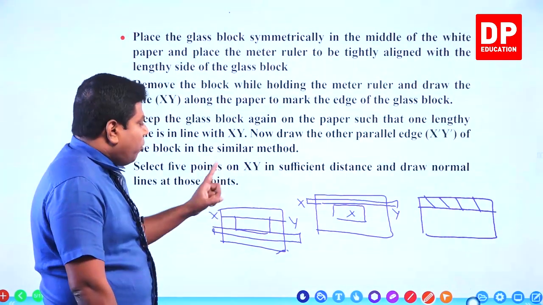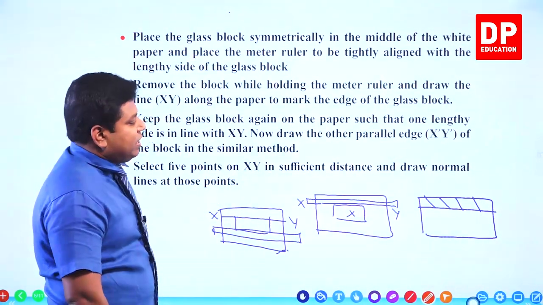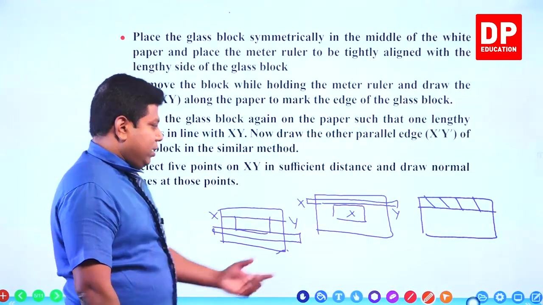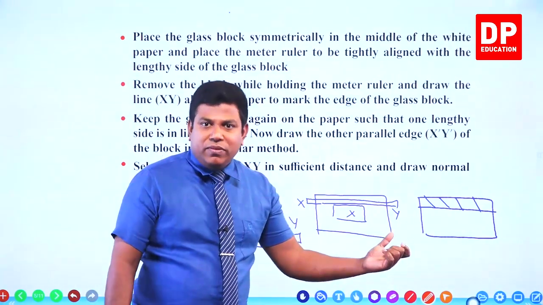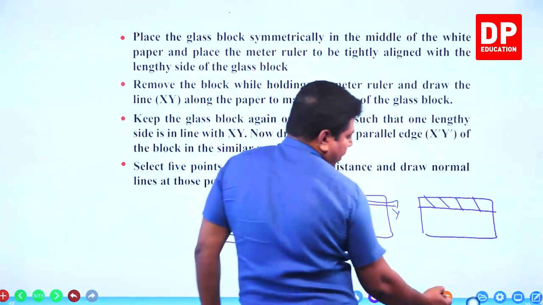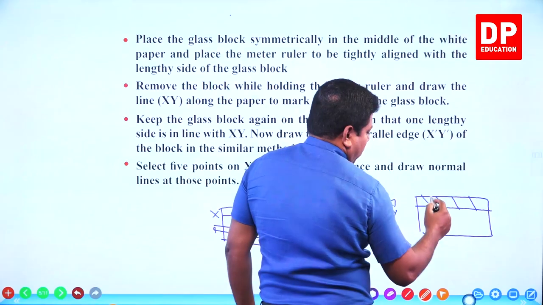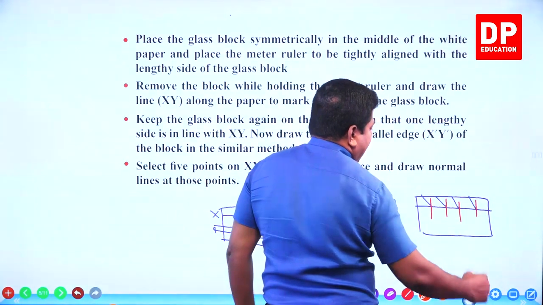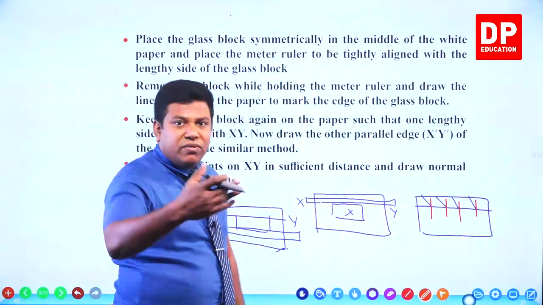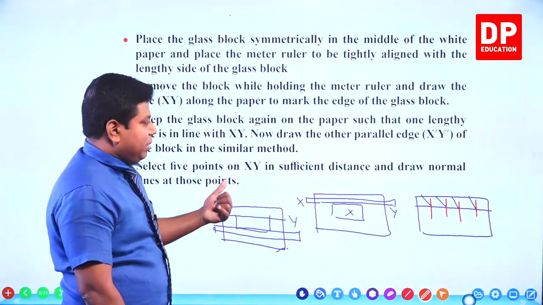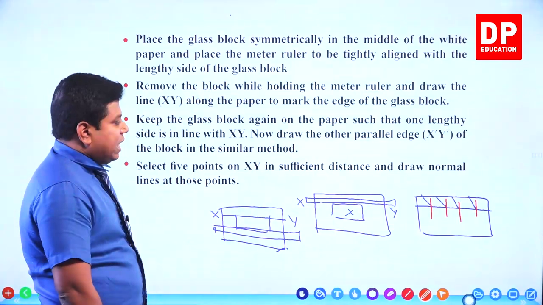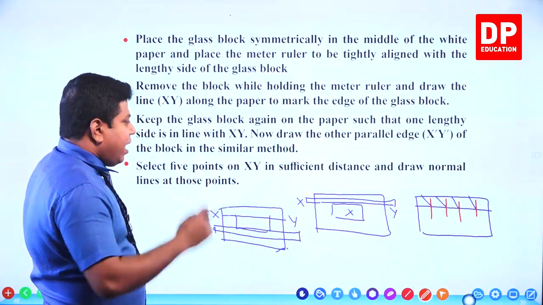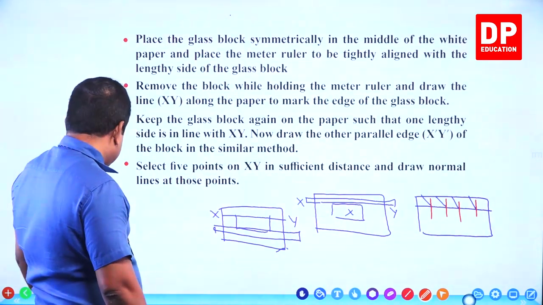Select 5 points on XY in sufficient distance. Don't draw them too close, it will be difficult to do the experiments. So keep sufficient space in between each of them. First you draw the normal lines, because always with the normal only you are going to measure the angles, right? So draw different normal lines. We are going to repeat the practical with 5 different angles.